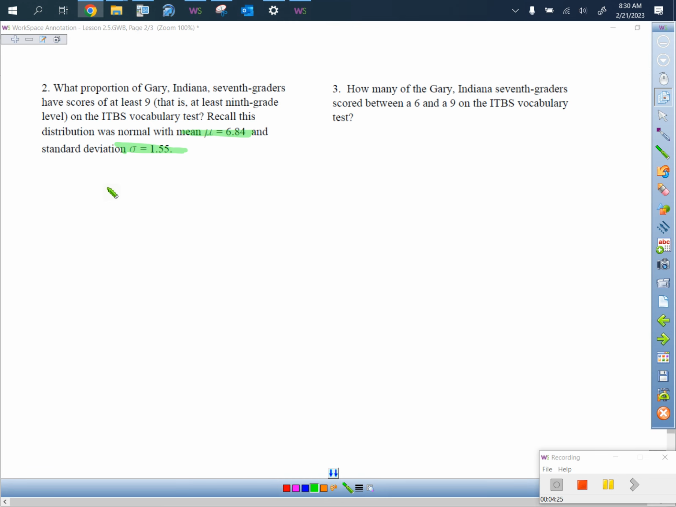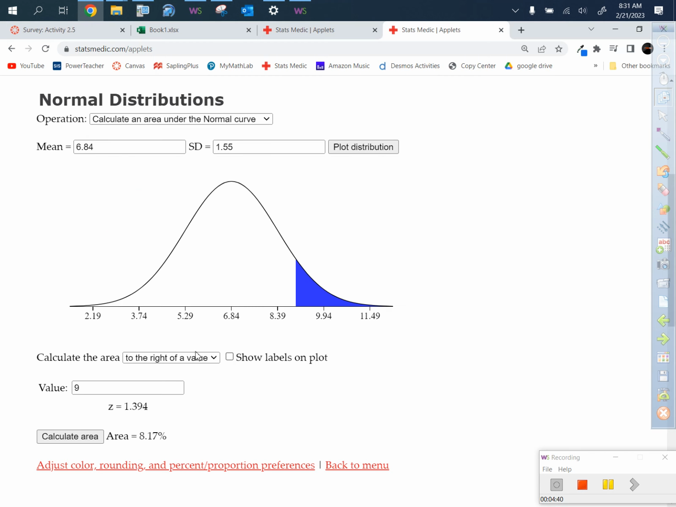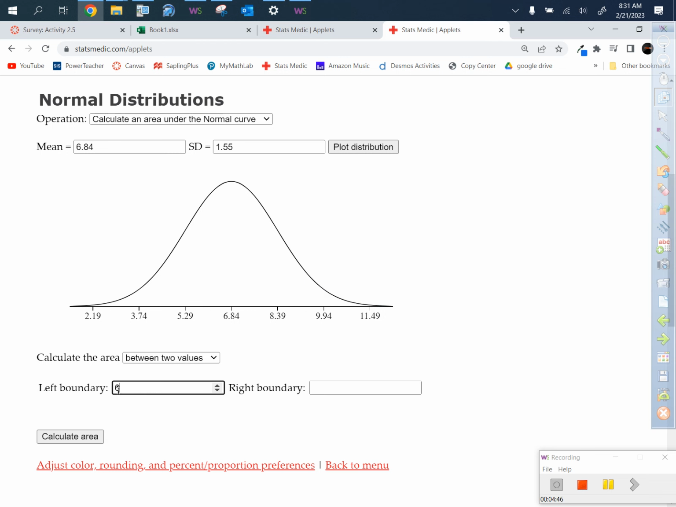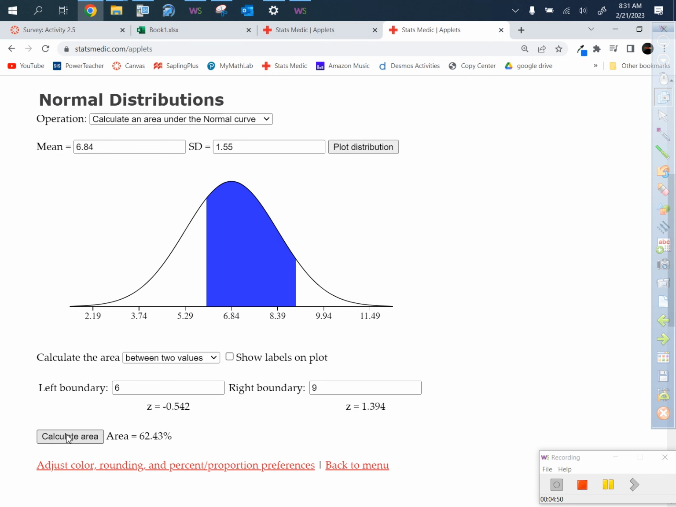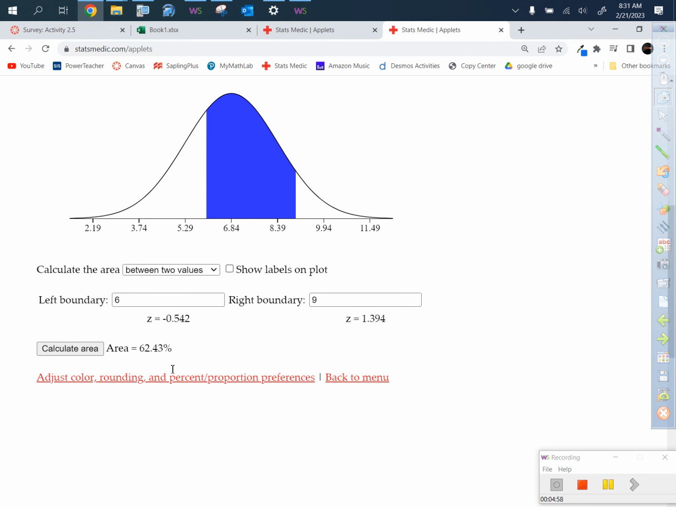Then I kind of typed the worksheet up a little goofy, so sorry about that. If you'd move over to this question instead of going down, it's still talking about the Gary, Indiana 7th graders. How many people scored between a 6 and a 9 on that? So we'll go back to the applet, and since they gave me 2 scores, I changed this drop down to between 2 scores. Between a 6 and a 9. Calculate the area. If they want that as a decimal, that'd be 0.6243, but as a percent, it's 62.43%. Easy money, right?